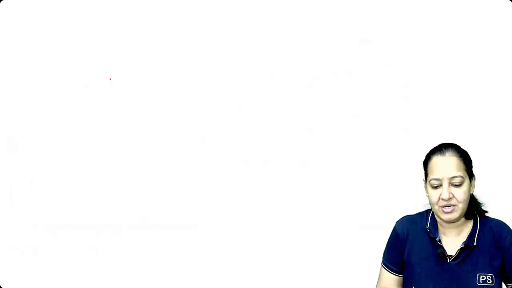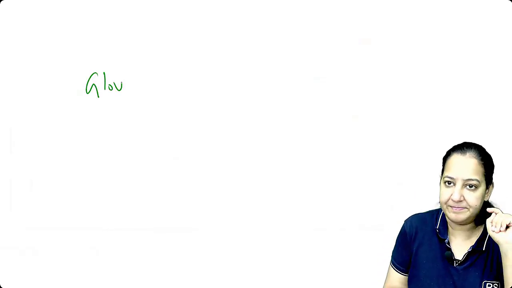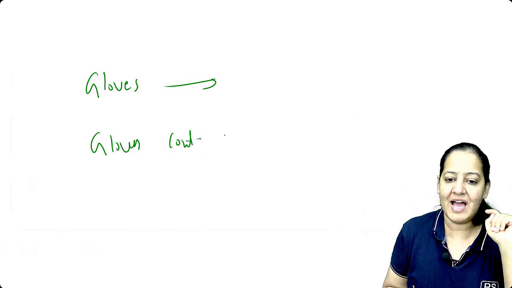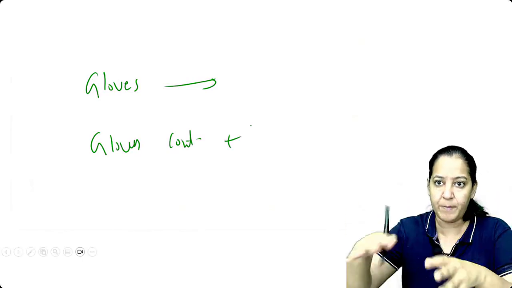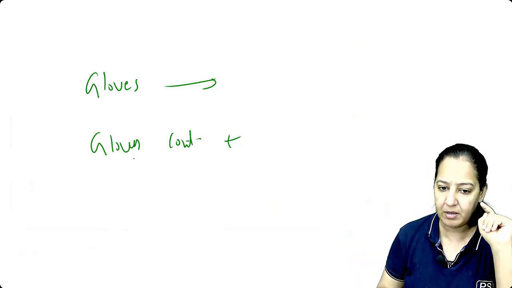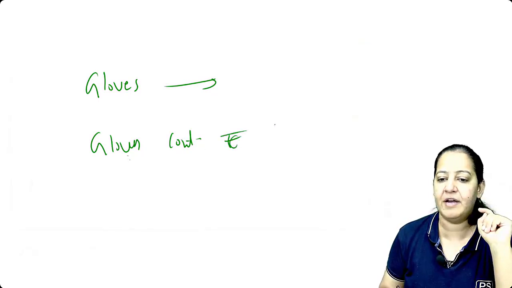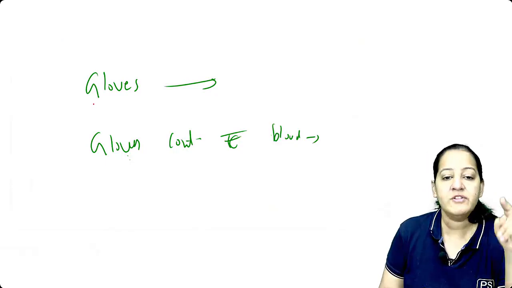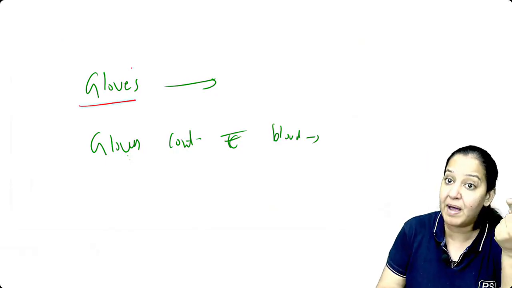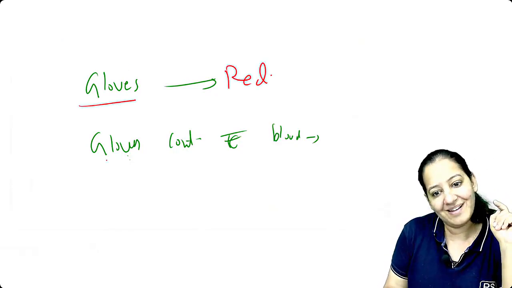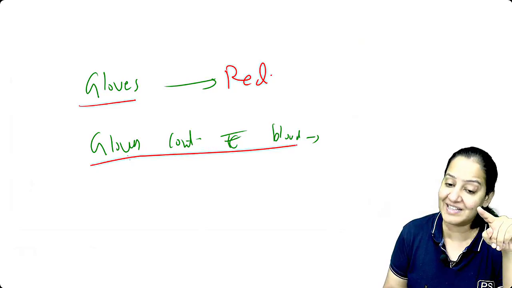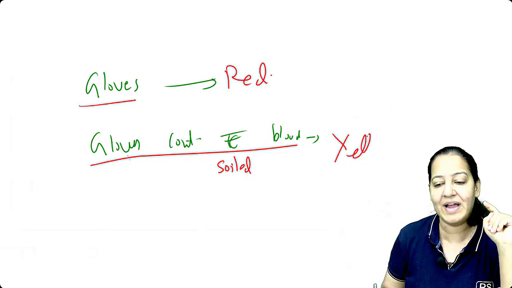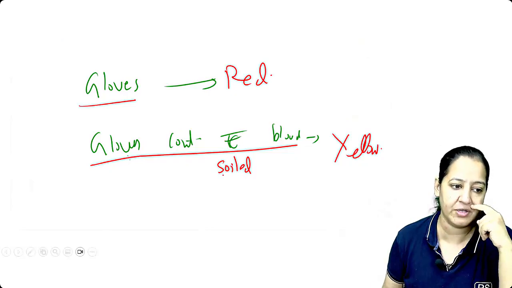Let me ask you 2 questions. I'm having gloves. Where should I discard them? I'm operating on a patient, and the gloves are contaminated with blood. And here are gloves which are not contaminated with blood. Where will you throw them? If only gloves are there, I will consider them plastic, and plastic goes in red. If the gloves are contaminated with blood, I will consider them soiled, so I will throw them in yellow.